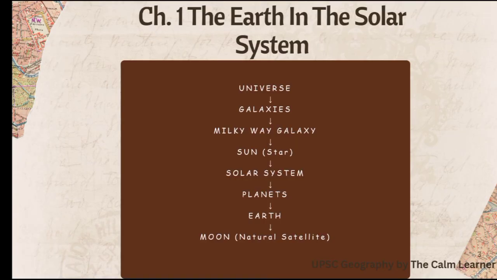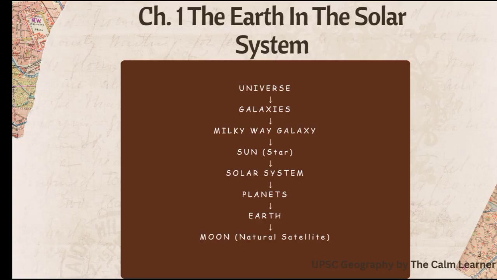So this table shows what exactly we are going to cover in this chapter. Now let us understand this table carefully. This table shows the hierarchy of space. That means how everything is connected from the largest to the smallest level. At the top of the table, as you can see, we have the universe. The universe is the largest unit and it includes everything that exists in space.